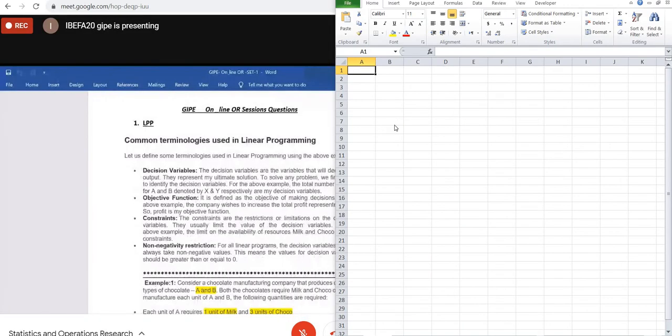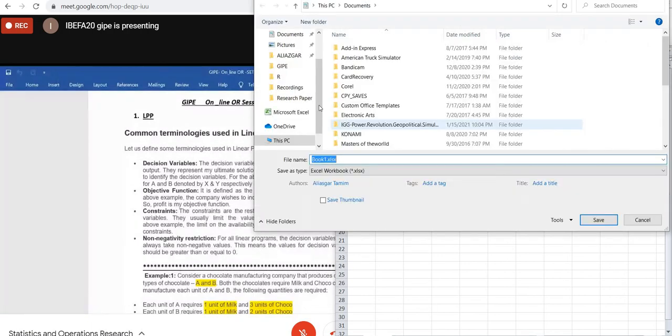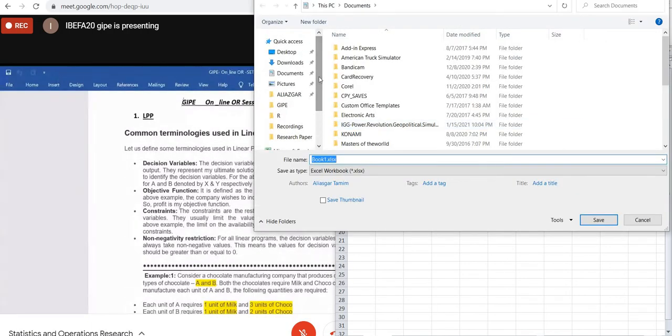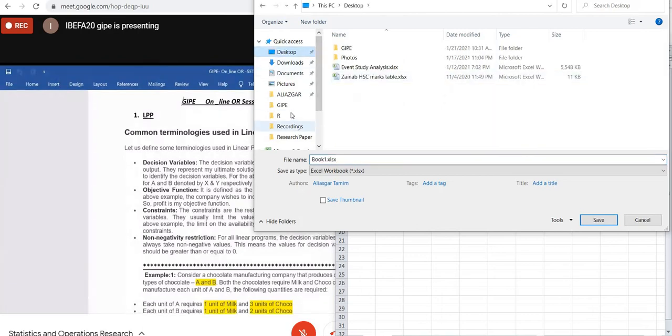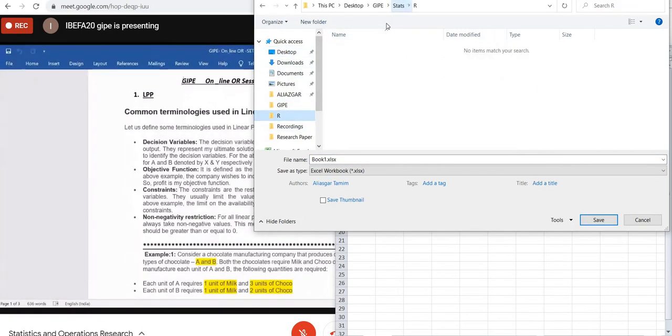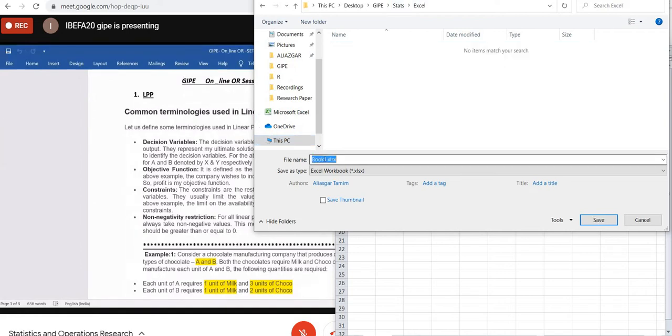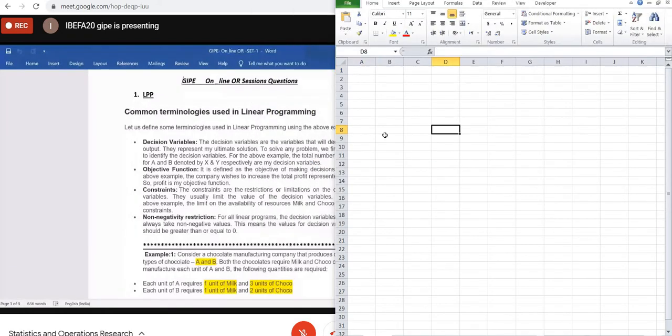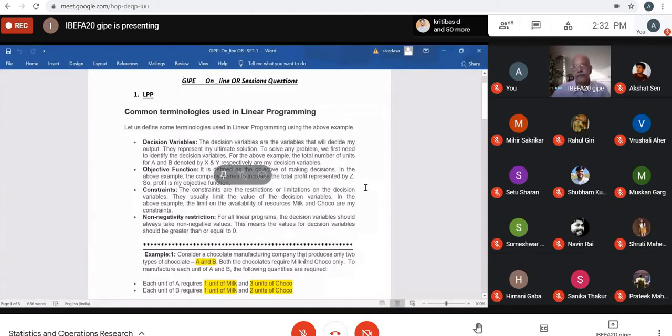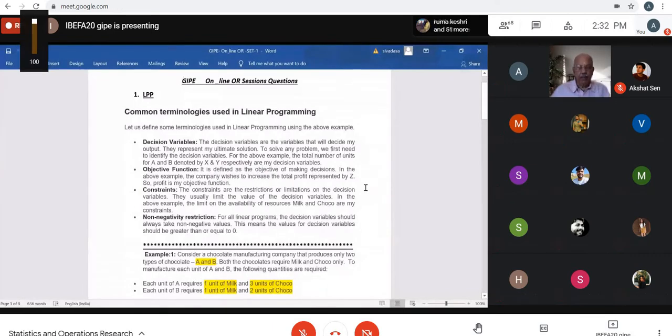There are 4 stages. As in statistics, here also variable concept. Objective of the problem called objective function. Constraints have limitations, and non-negativity restrictions. This all I will explain you with the help of example 1.